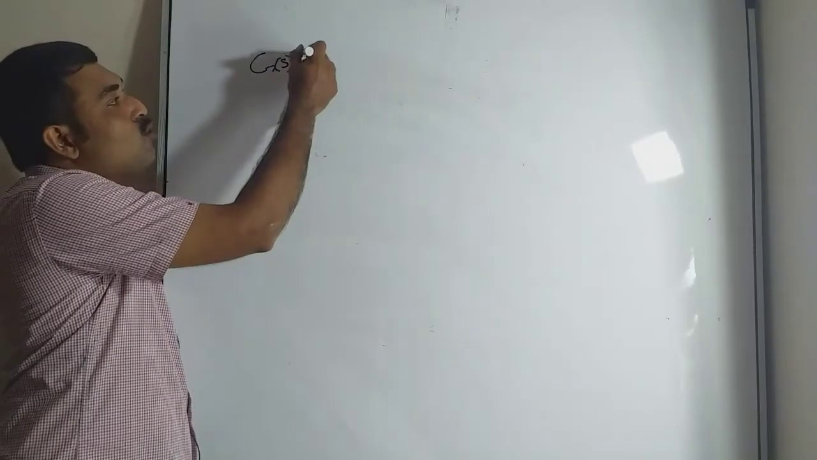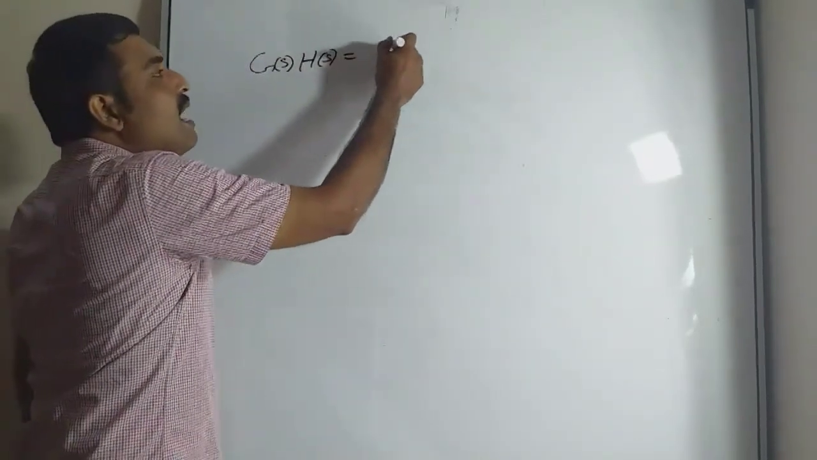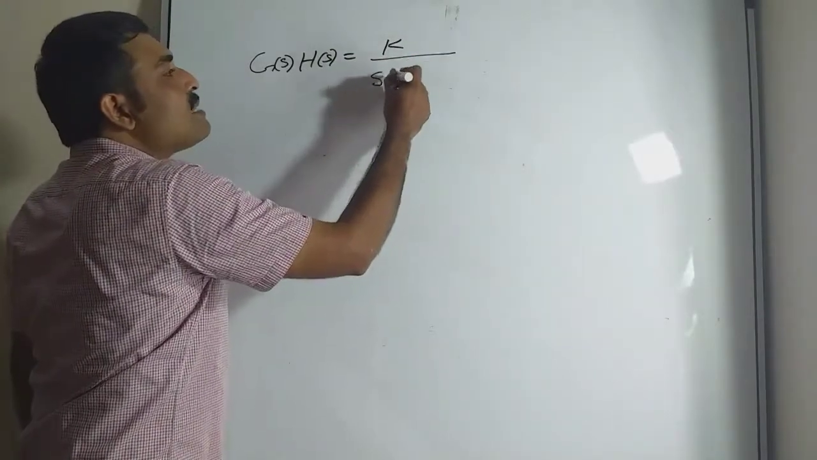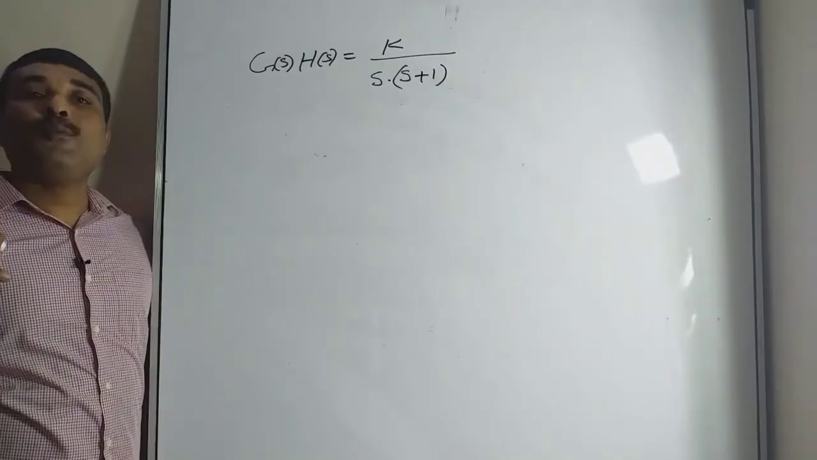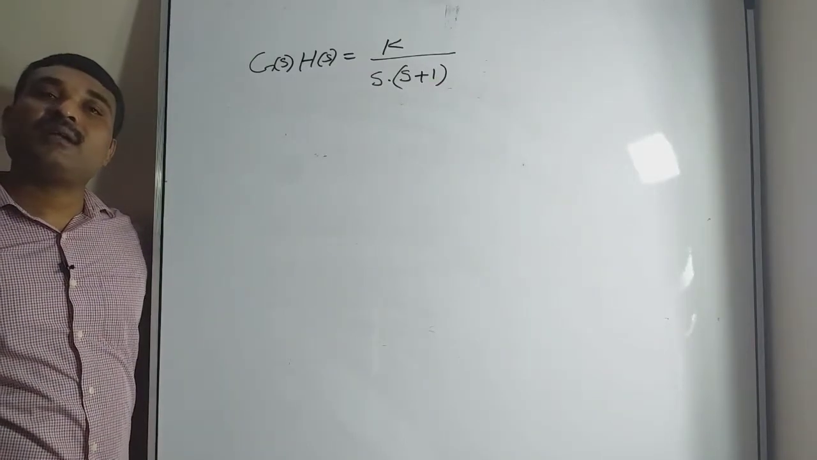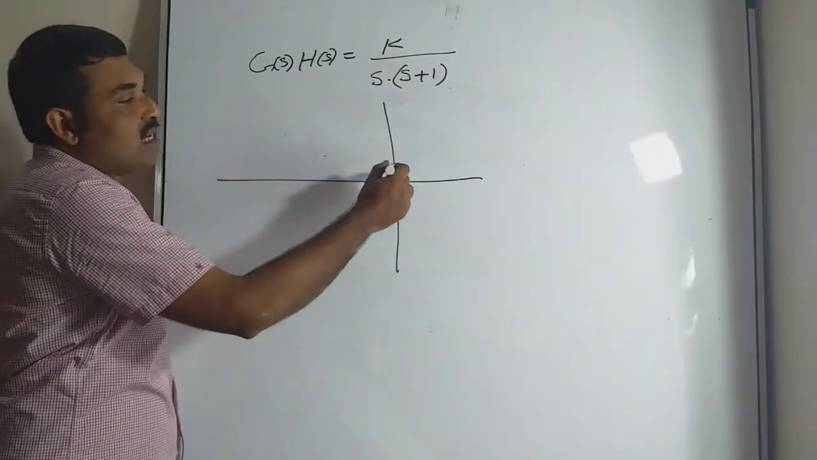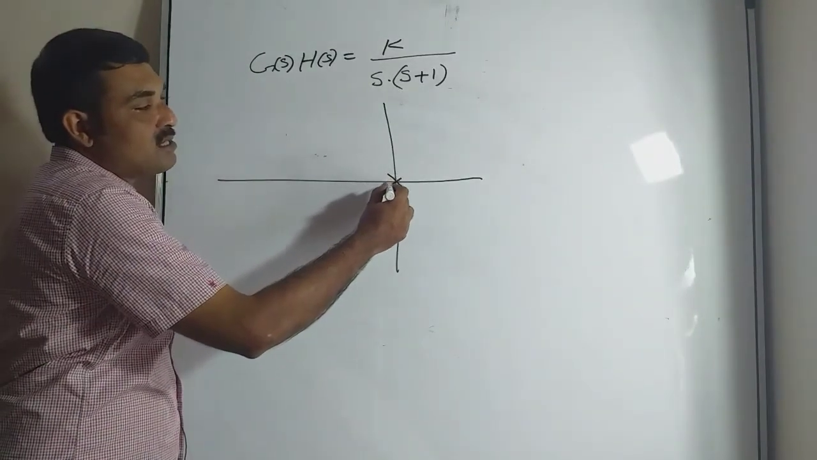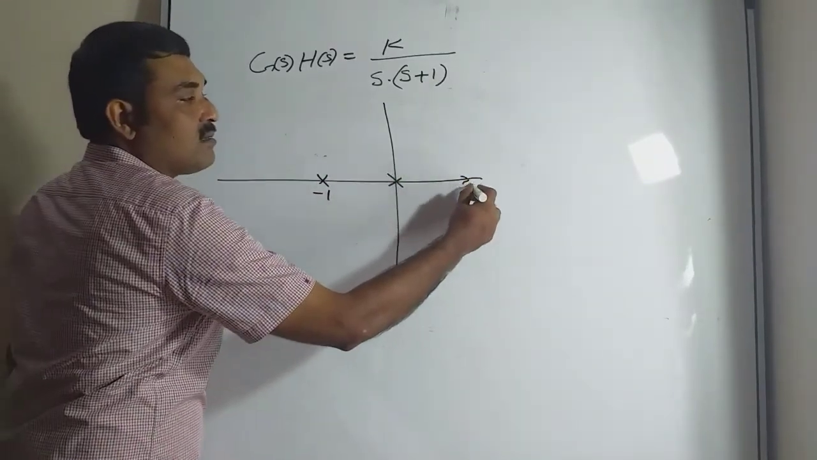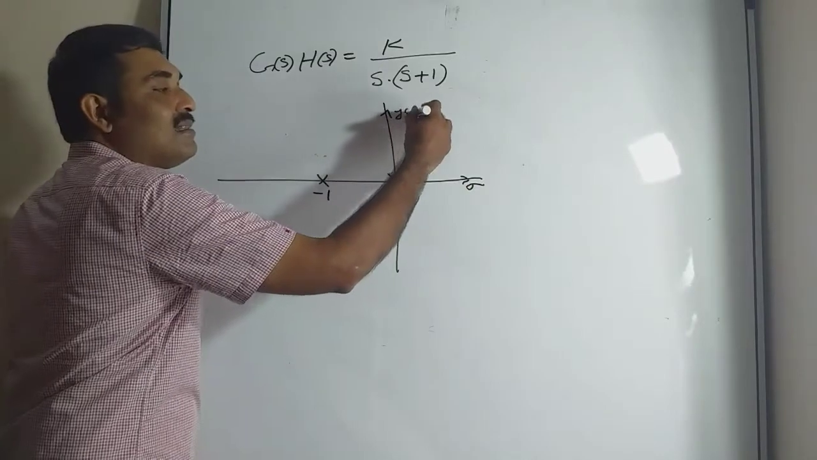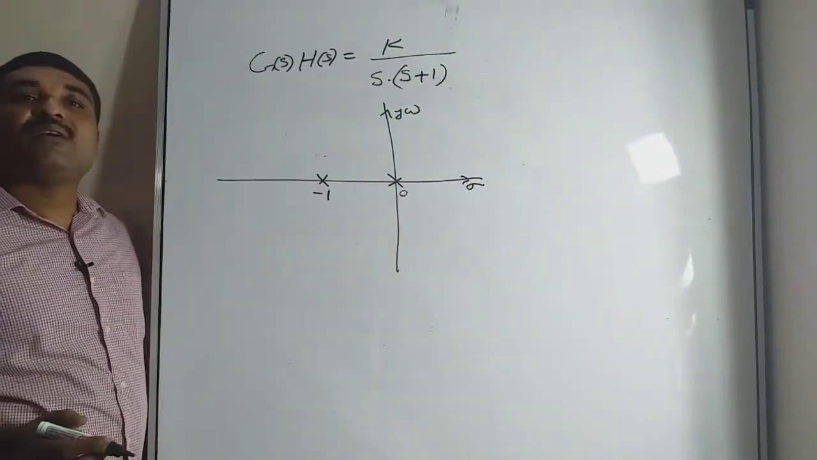Okay. Consider the open loop transfer function G(s)H(s) is equal to k divided by s into s plus 1. Here also we have two poles, one pole at the origin and the other pole at s is equal to minus 1. Now I am marking the pole-zero configuration. A pole at s is equal to 0 and a pole at s is equal to minus 1. This is our real axis, this is our imaginary axis, and this is the origin 0. Now we want to find the root locus.